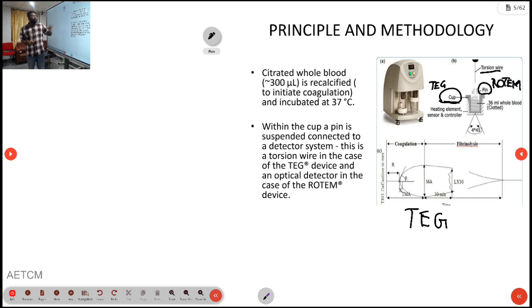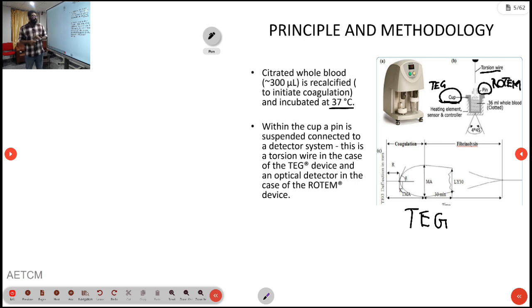Initially, complete whole blood can be used, but it is not usually seen in common practice. So we use citrated whole blood, and it must be recalcified because calcium is an important factor in the clotting pathway. That's why we must add additional calcium to initiate the coagulation, and it must be incubated at a body temperature of 37 degrees Celsius. This is mainly regarding how the blood must be introduced.